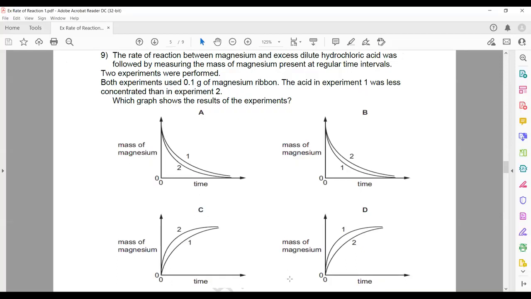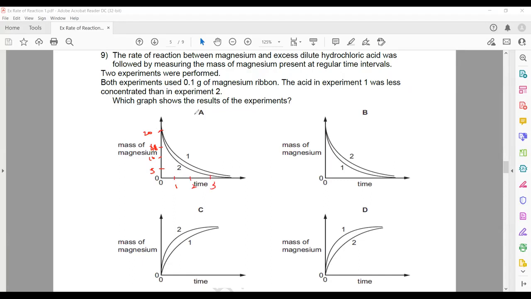The same thing they ask in this question: in experiment 1 we use less concentrated acid compared to experiment 2. So experiment 2 should be faster, or the change in the mass of magnesium should be more compared to experiment 1. If I write a number here, you will understand from the number, like say this is 5, 10, 15, 20, and write the number 1, 2, 3.